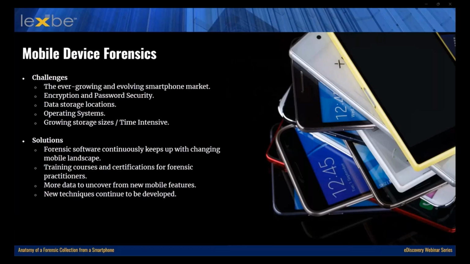Then along with the devices changing, the operating system changes also. And then of course, the growing sizes of the phones. It's very time intensive when you get into these big 2-3 terabyte size devices. So what are these solutions? Like I mentioned, forensic software companies continuously keeping up with the changes, but they do a great job at it. So within weeks, we have an update to our forensic software after a major phone release, and they continue throughout the year to ensure that they're keeping up.